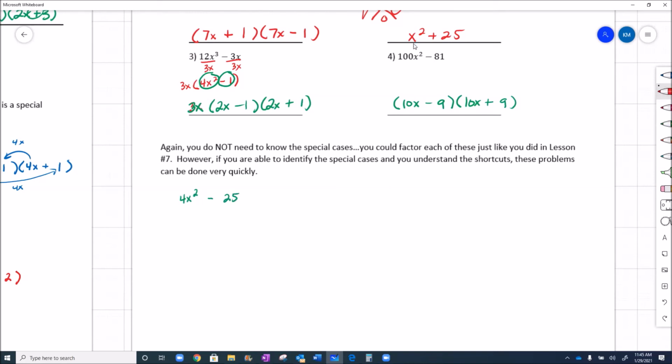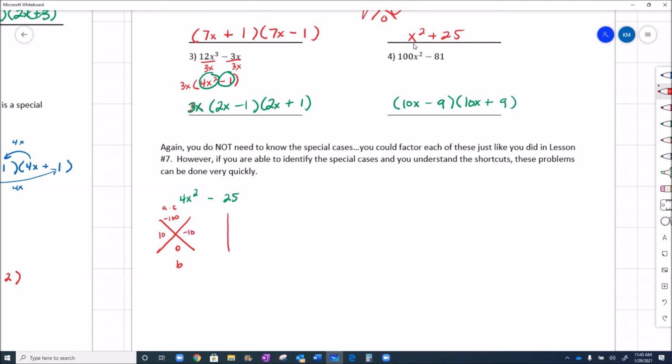We could do this problem because we would use our Xbox method, right, with no GCF. We need two numbers that multiply to give us negative 100, our a times c, and add to give us our b value. Our b value in this case, remember, as we pointed out in problem number 2, is 0. So we need two numbers that multiply to give us negative 100 and add to give us 0. Those values would be 10 and negative 10.